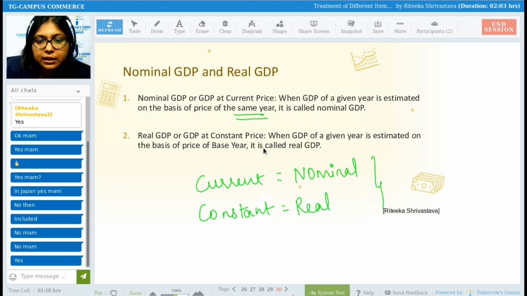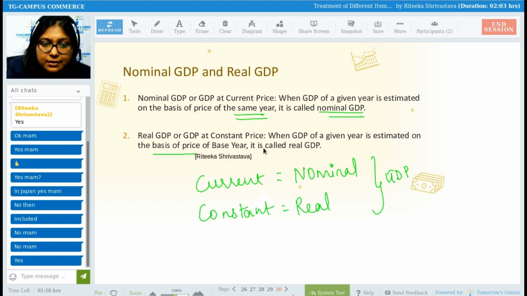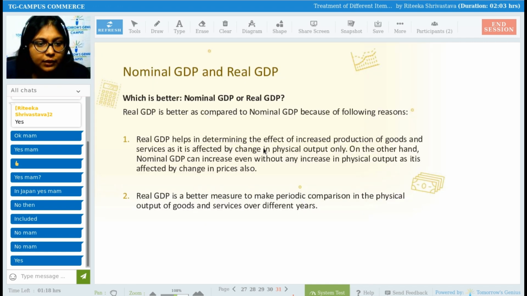Now you just put GDP in front of these terms and you will get real GDP and nominal GDP. Nominal GDP means when you calculate national income on the basis of the same price, same year, current year, then it is called nominal GDP. And real GDP means when the GDP of a given year is estimated on the base price or constant price, it is called real GDP.